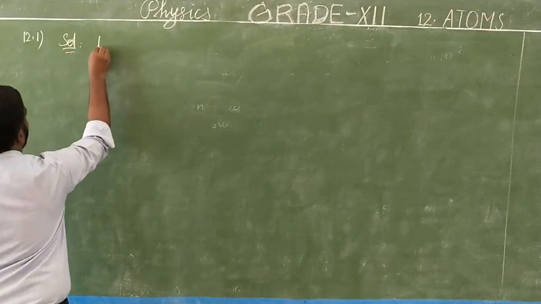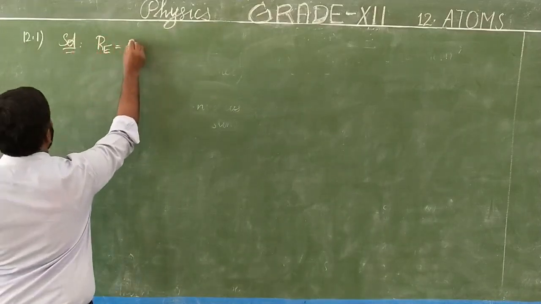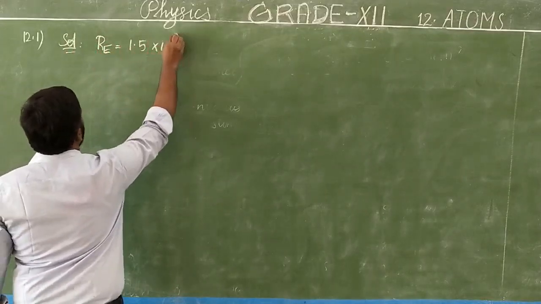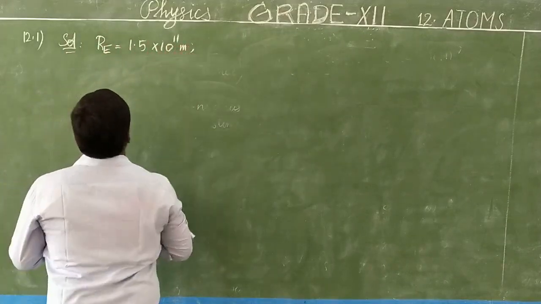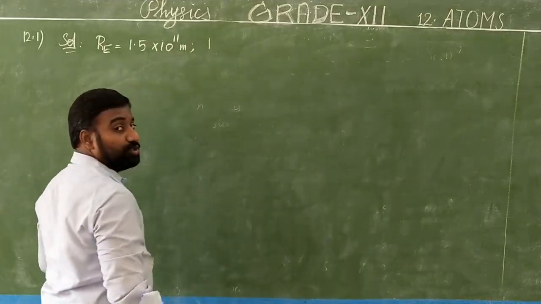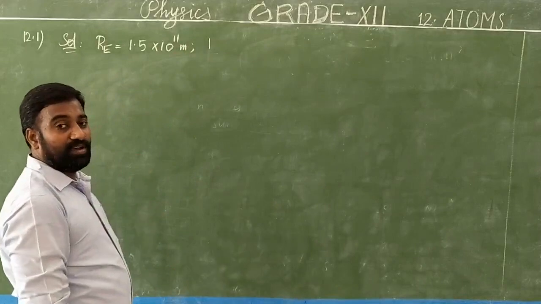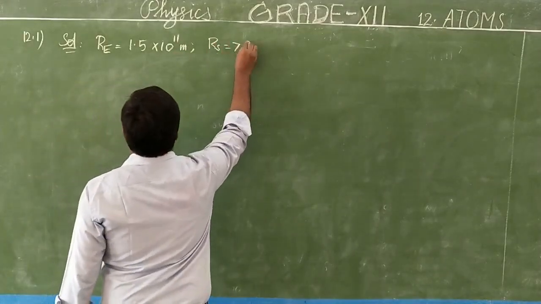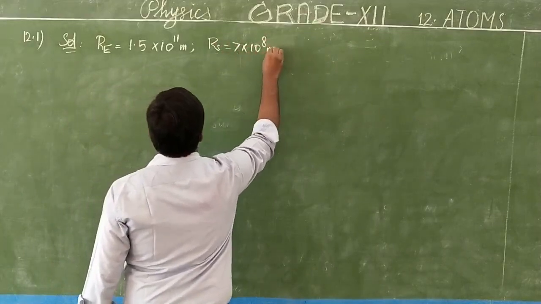we know the radius of the Earth's orbit. What is it? The actual radius of the Earth's orbit is 1.5 × 10^11 meter, and the radius of the Sun we also know. These are constant values, and we already found the two values in the 11th standard gravitation lessons. The radius of the Sun is 7 × 10^8 meter.